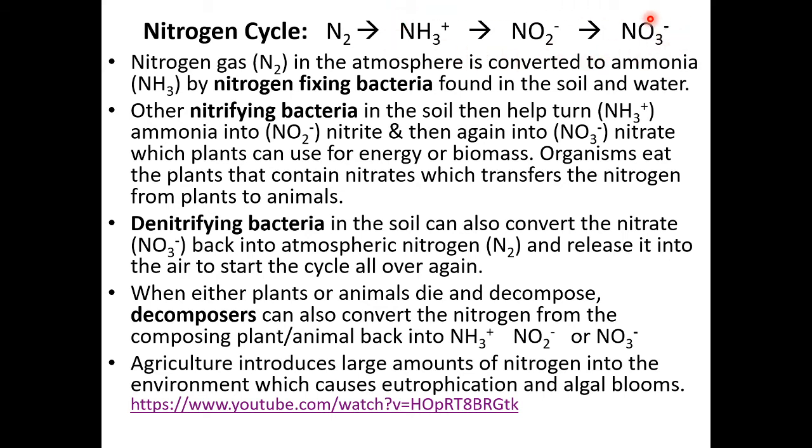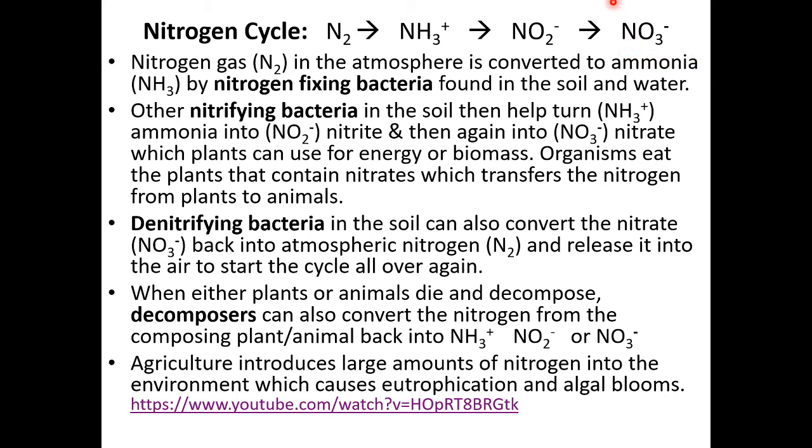And then once plants have used this to make their own tissue, then we can go and eat the plants, and then we can absorb that nitrogen and make our own material out of it, right? Things that we need, like amino acids and things like that. Okay. But eventually, some of this nitrogen doesn't always get used.